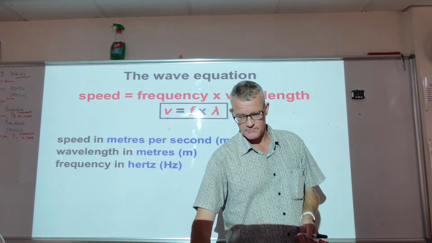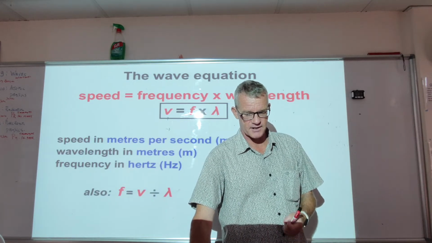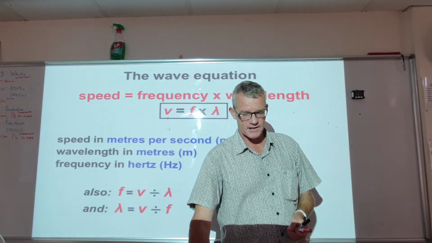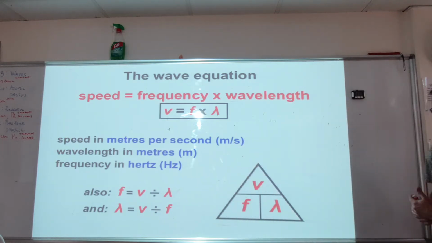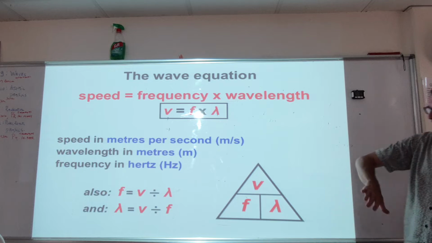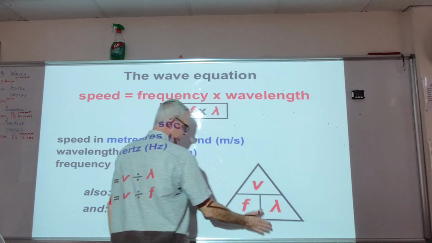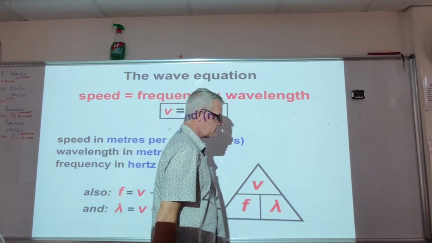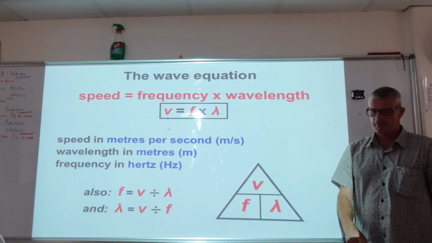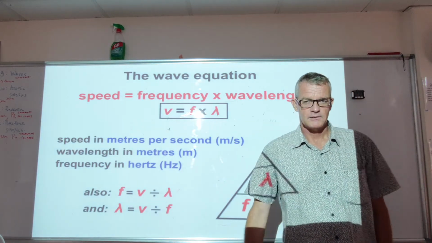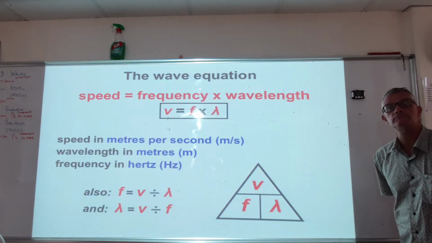Alright? Or we may rewrite the equation and we can say F is V divided by lambda, or lambda is V divided by F, and you might make use of the triangle, yeah? If you want to find lambda, lambda is V over F. If you want to find the frequency, frequency is V over lambda. Or if you want to find the speed, it is F times lambda. Okay? Pause the video, make a note, and then we move on.